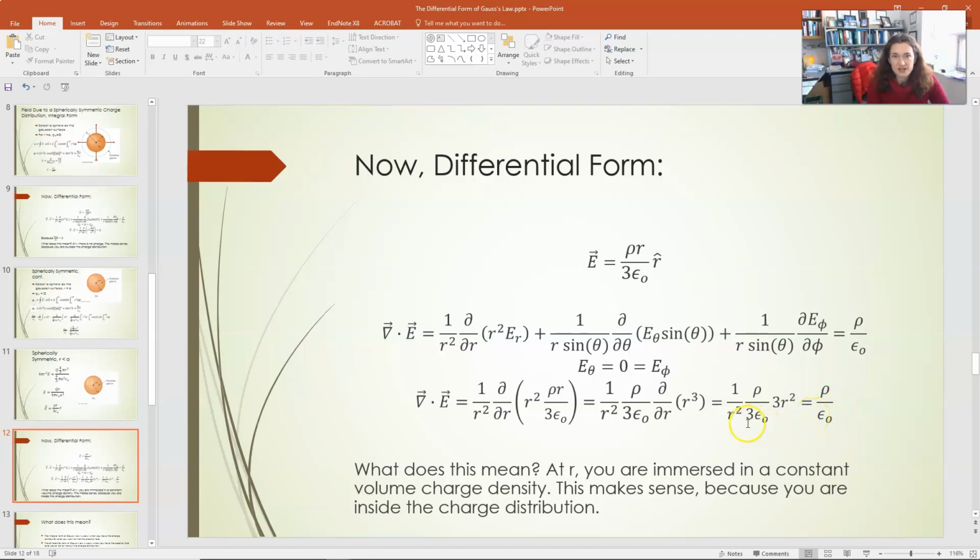You're like, I just got the equation back again. How does that help? Okay, well, here's what it tells you. It tells you that when you are r away from the origin, and r is less than a, you are immersed in the constant charge density rho. So it's telling us, given the electric field, what the charge distribution is like at that point. And it's a constant charge distribution with value rho.